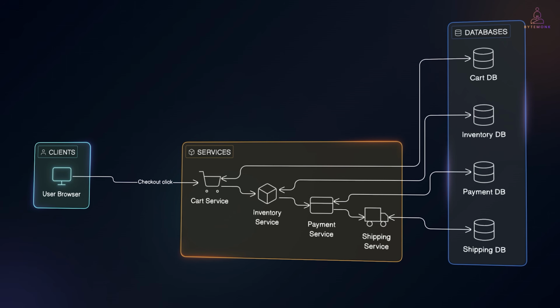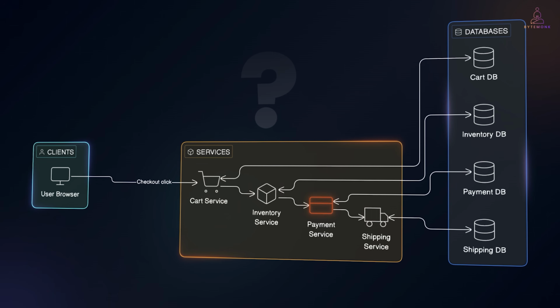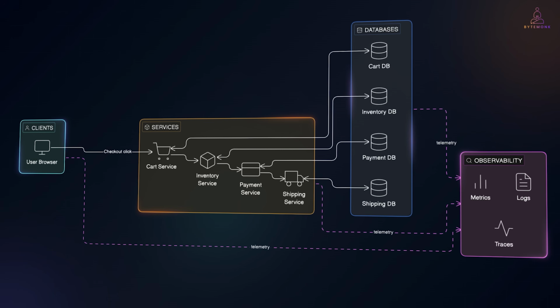Now imagine a user reports that checkout is slow. Where do you even start looking? Which of these services is the bottleneck? Is it the database, the network, a specific piece of code? And this is the problem observability solves.